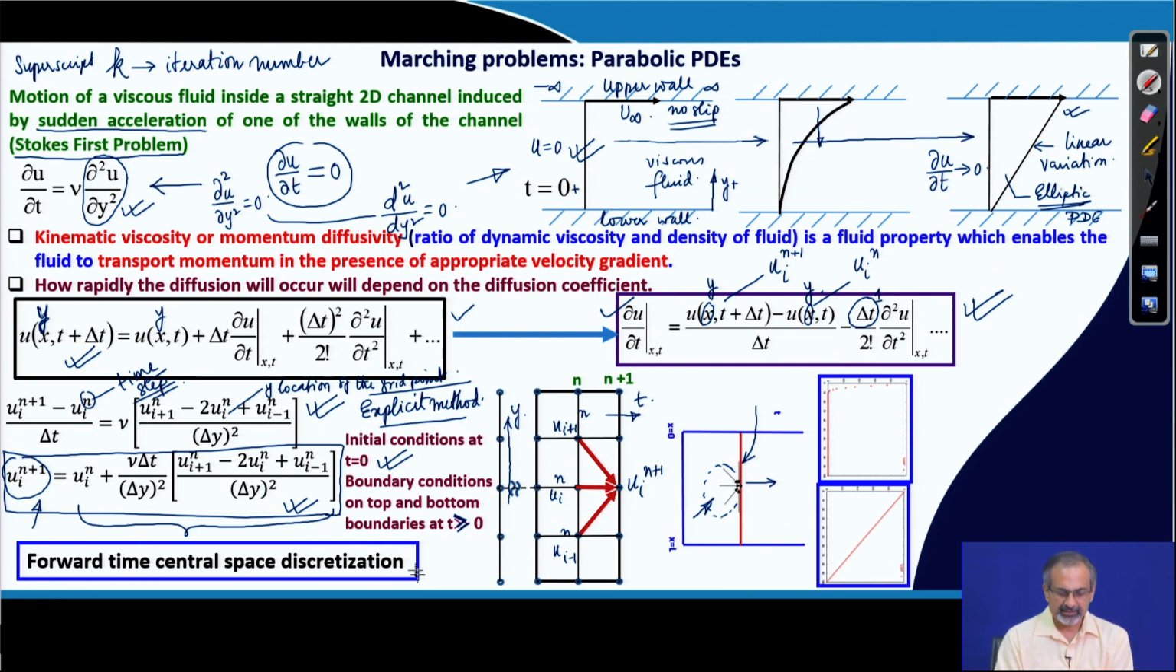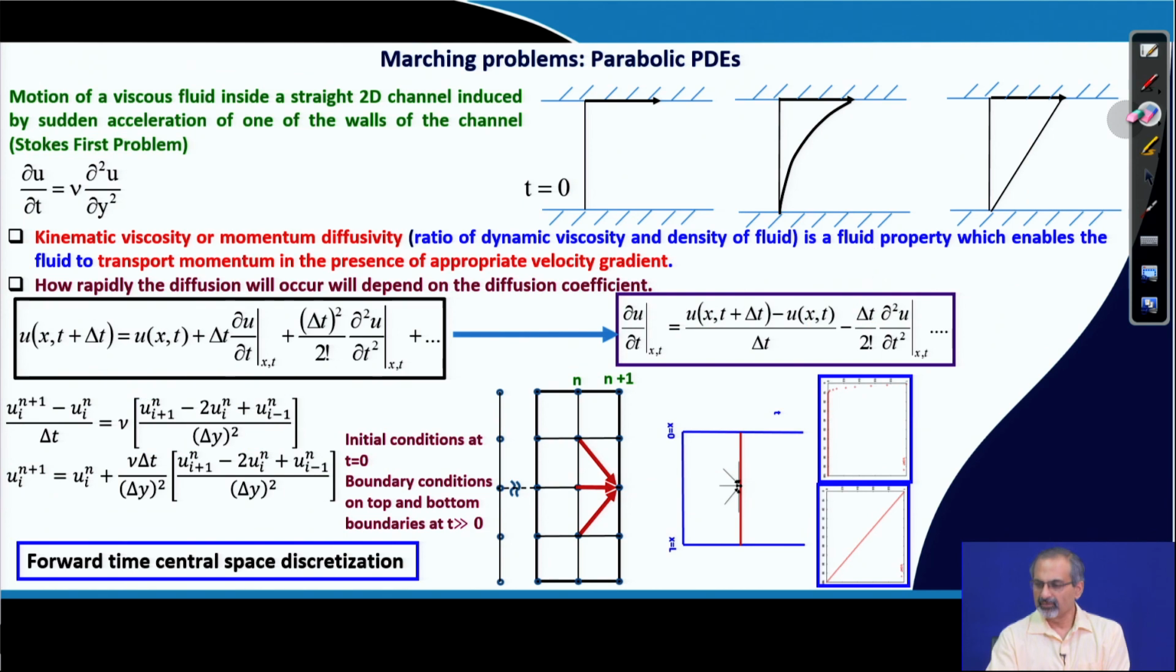This kind of discretization is called forward time central space discretization. If you were to do a numerical solution with a finite number of grid points, you will see that at the beginning of the solution, the grid point values will give you u's which vary like this. Most of the fluid will be at rest, and at long times it will give you a linear distribution that comes purely by solving this equation as a function of time. So, this is one of the marching problems that we looked at.